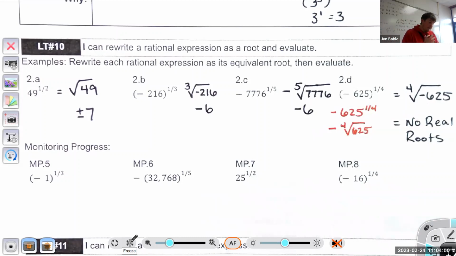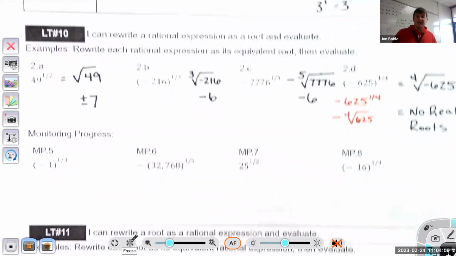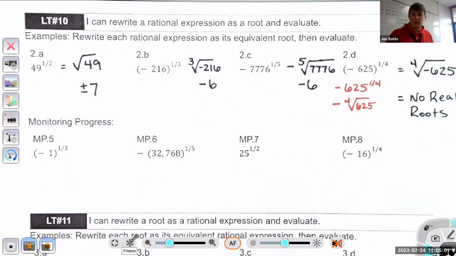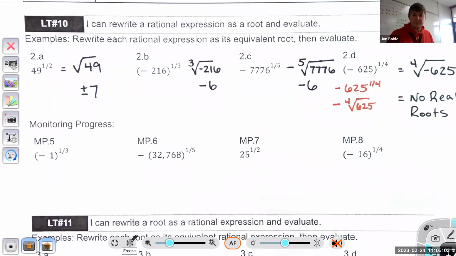All right. Try 5 through 8. We're almost done, because 3A through 3D is going the reverse order. So go ahead, take a moment to try 5 through 8, and then we will progress to the last learning target.